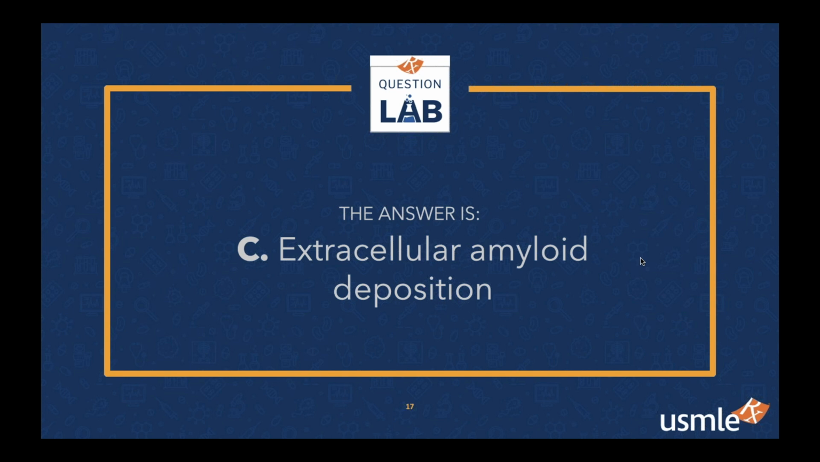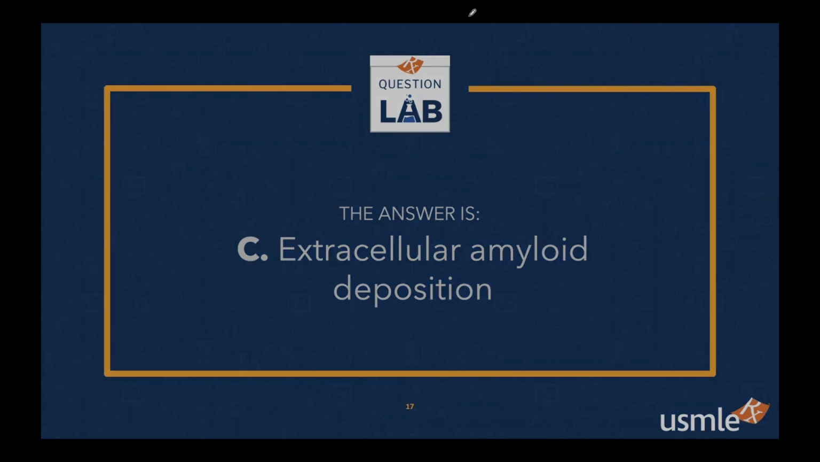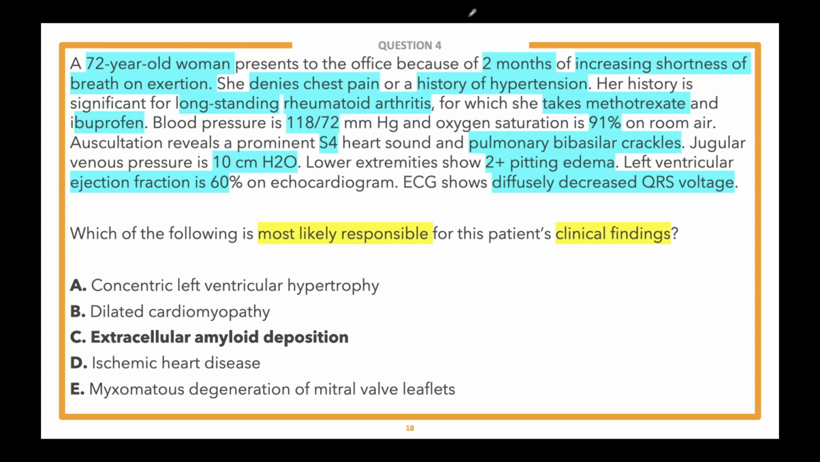Thank you, Sean. Yeah, definitely a tough question here. So let's take a look at this vignette again. We have an elderly woman, and we know she has a long-standing history of rheumatoid arthritis, a chronic inflammatory disease. She's got lower extremity edema, jugular venous distension, and crackles in her lungs. So that suggests that she has congestive heart failure. Now, they also tell us that her EF is pretty good, it's 60%. And she also has an S4 heart sound. So we really should be thinking about diastolic heart failure.